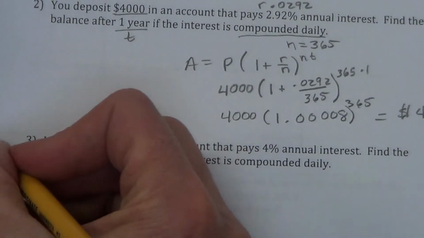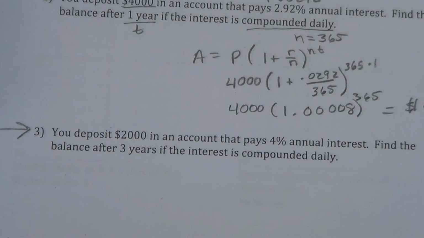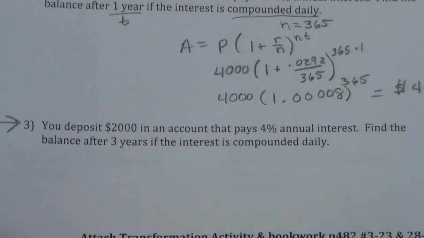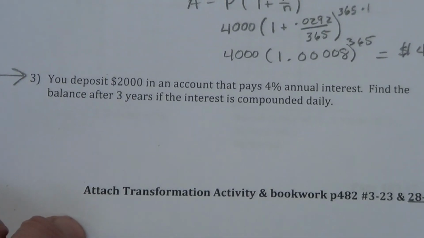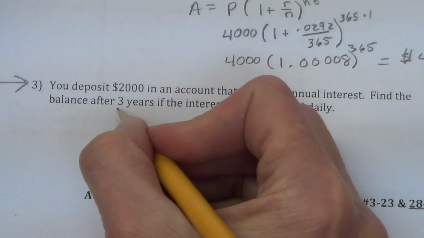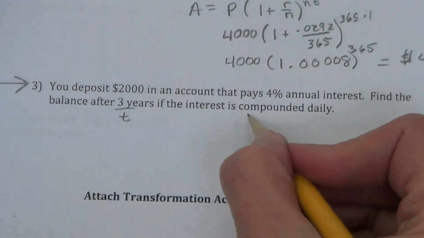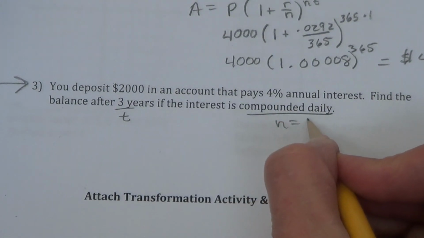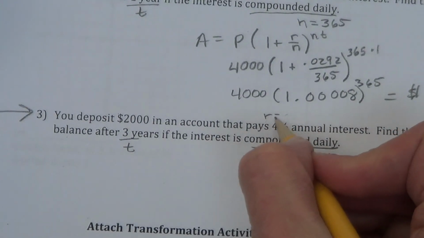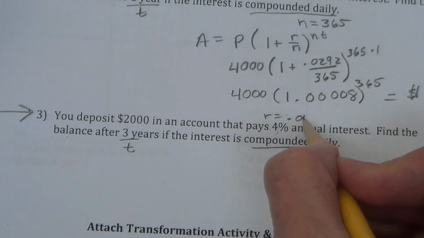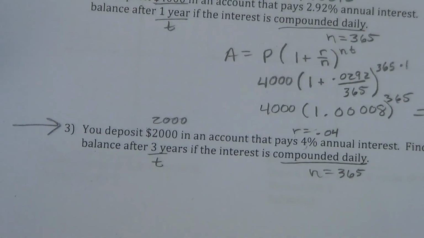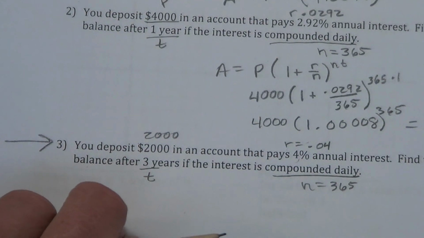I'd like you to do number 3 on your own and have that ready when you come to class tomorrow. So we'll talk a little bit more about interest when you do that. The only thing you want to be careful of, let me line you out on something. Your T value on this one will be 3, compounded daily, so your N value is still 365. 4%, so your R value, move that decimal over 2 places, 0.04, and 2,000. Make sure and check with me, make sure that you have that right before you start into your equation.